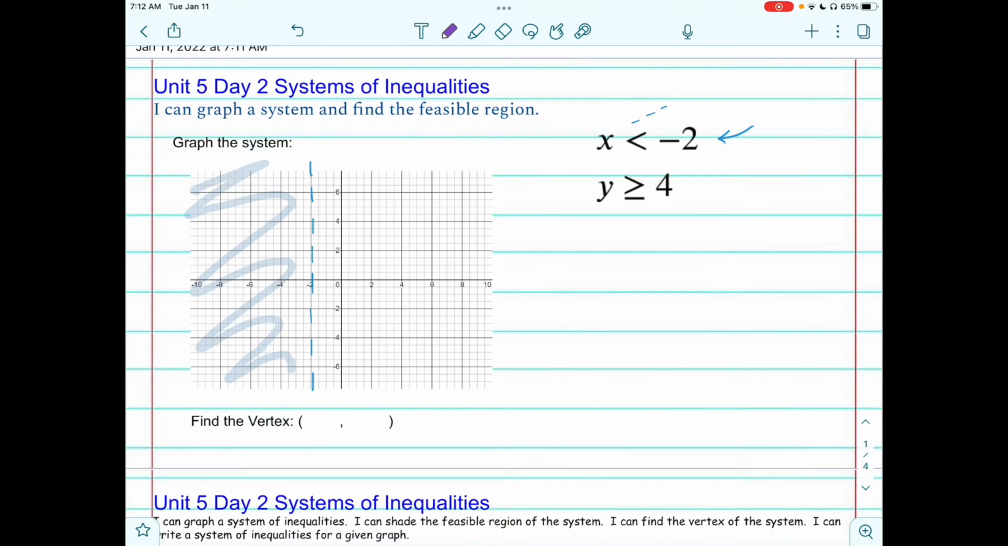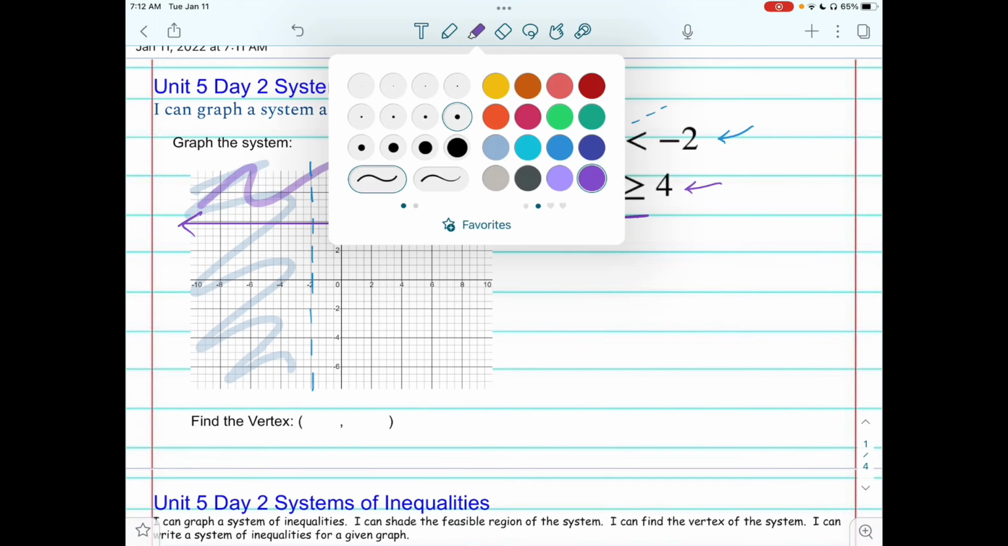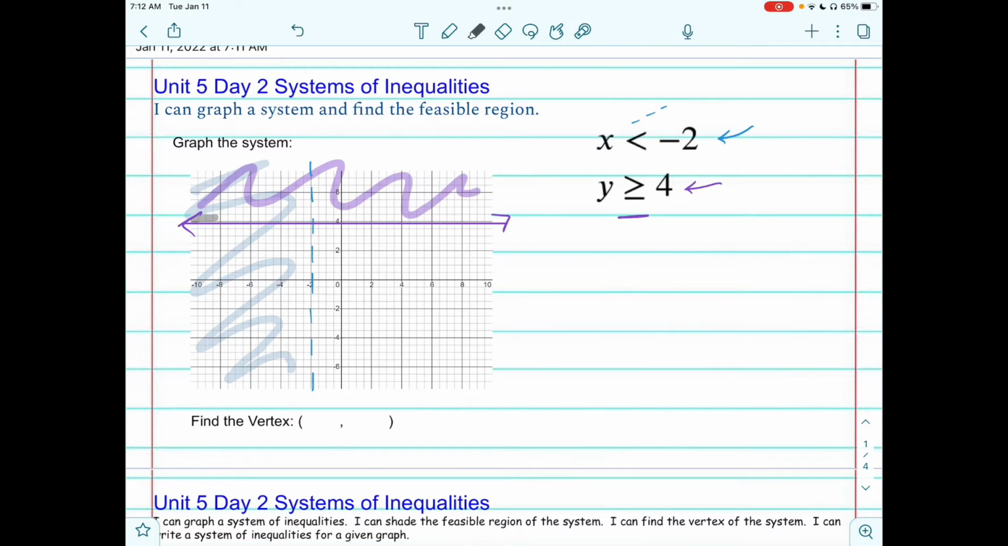And then I have y greater than 4. I'll do that one in purple. It's greater than or equal to, so I'm going to use a solid line. +4 is up here. And then I want all numbers greater than, so that would be these. And my feasible region, if you remember from yesterday, is just the spot where they overlap. Okay, so it's just going to be this part in gray.